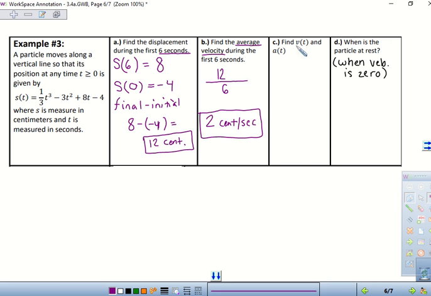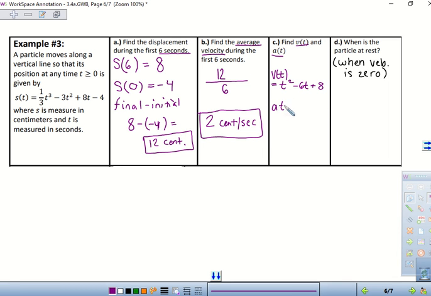So it says find the velocity function and the acceleration function. Remind me, how do I find the velocity function again? It's the derivative of the original position function. So when I take the derivative of this, this 3 is going to come out front, right? What is 3 times a third? 1. So I'm just left with t squared. This is going to become minus 6t, and then this is going to become plus 8. What's going to happen with the negative 4?